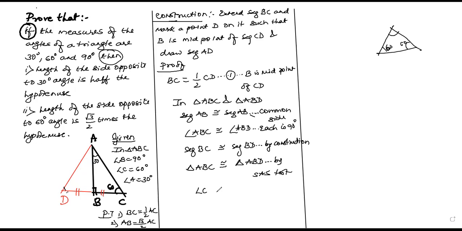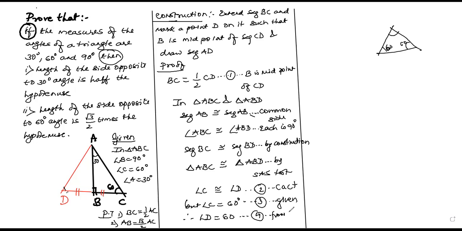Therefore, angle C congruent angle D. Can I say statement number 2, CPCT? But angle C is 60 degree. Statement number 3 is given. Therefore, angle D you can say 60. Statement number 4, from 2 and 3. Now look here, children.